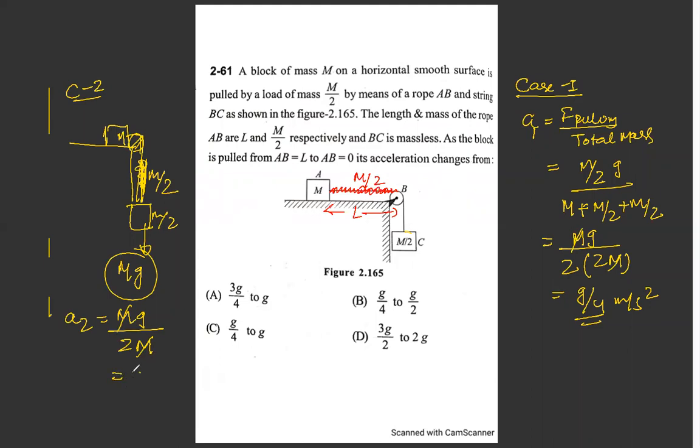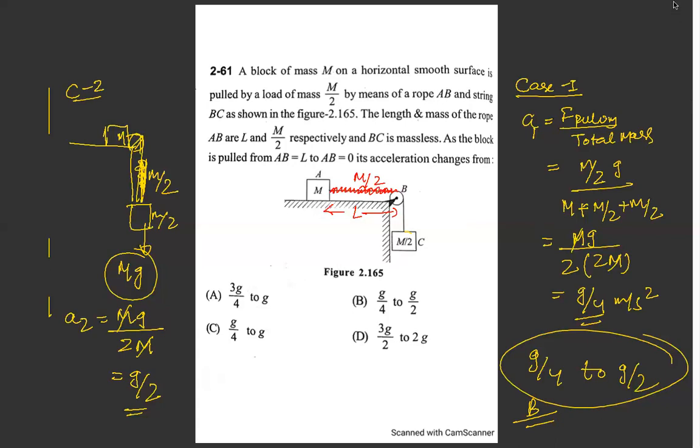So this time the acceleration is g by 2. So the answer is from g by 4 to g by 2. The answer is option B, that is g by 4 to g by 2. Clear?